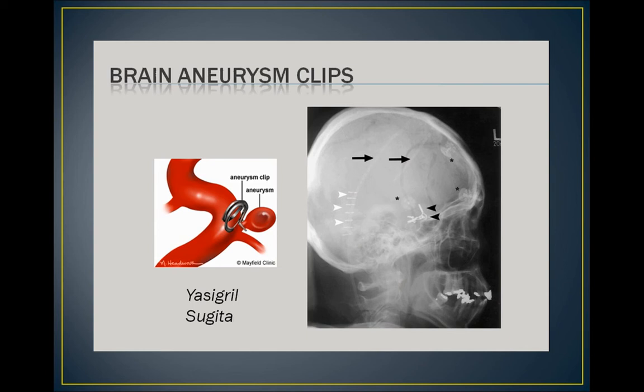It is important to have schedulers or whoever has initial contact with the patient screen for these types of implants to allow adequate documentation to be obtained. Some MRI safe aneurysm clips include most Yarstigil and Surgita models.